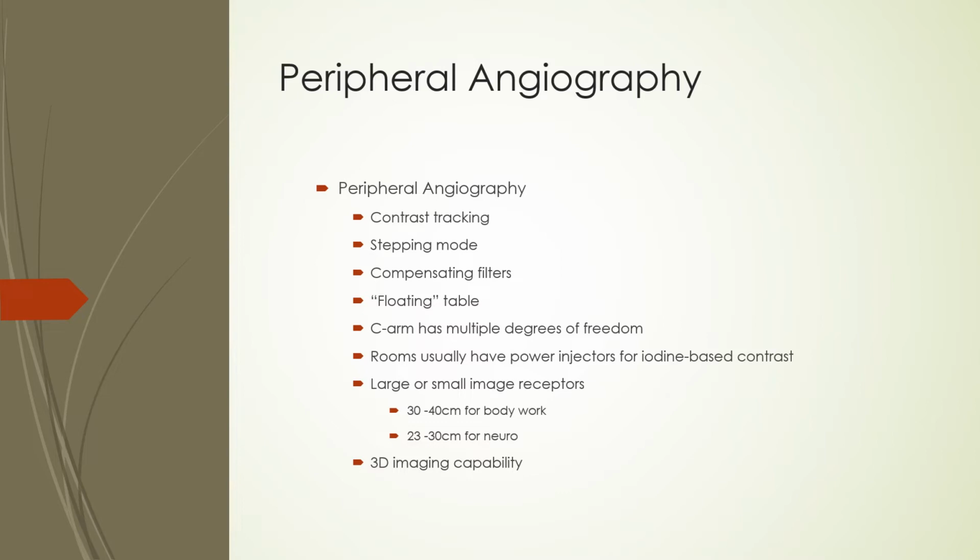Rooms usually have power injectors for iodine-based contrast. The image receptors can be large, with 30 to 40 cm sizes for body work, or small, with 23 to 30 cm for neuro work. New systems have 3D imaging capability achieved by spinning the C-arm around the patient.